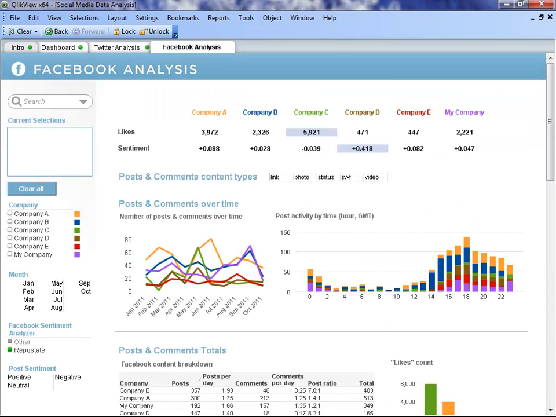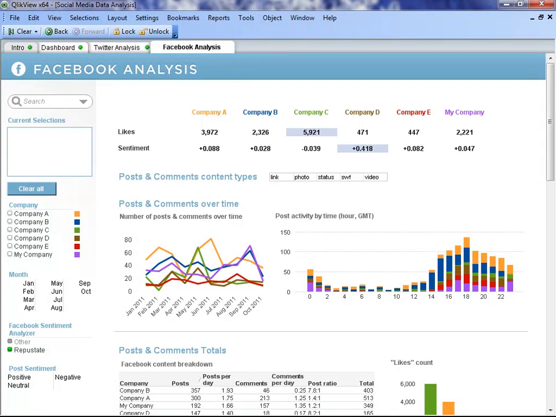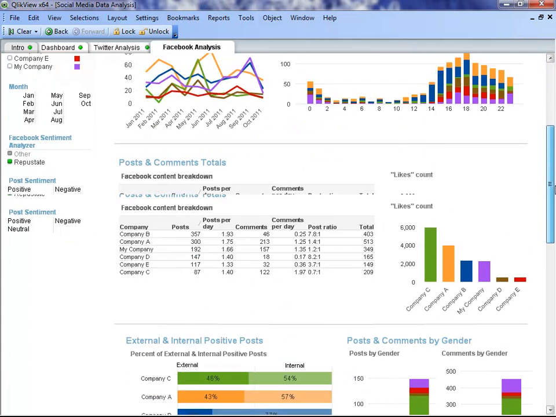The Facebook analysis sheet focuses on the Facebook data. At the top of the sheet, it centers on the number of likes a company has on Facebook and the average sentiment. We can see that on Facebook, my company is not liked as often as some of their competitors, and their average sentiment falls in the middle when compared to similar companies.